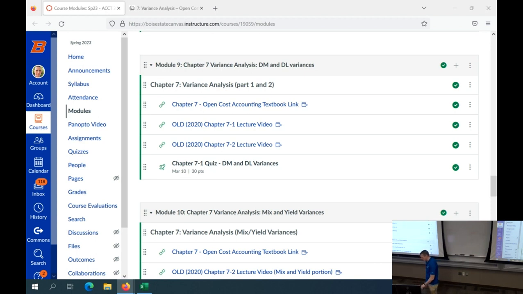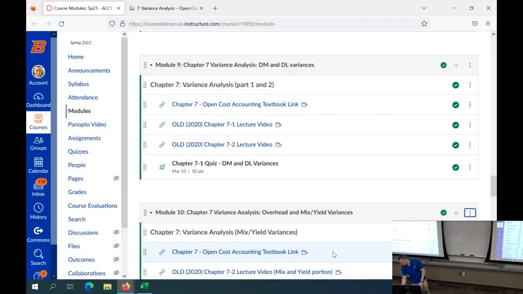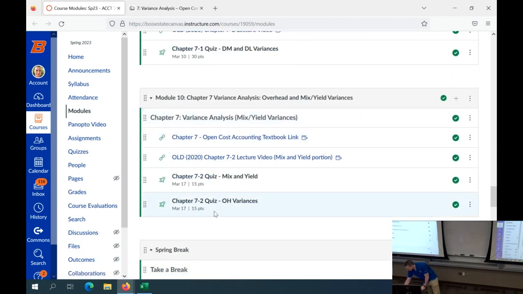And then next week, we'll continue with Chapter 7, talking about overhead variances and mix and yield variances. There are the two quizzes, which are almost ready to be taken next week. Just like back in Chapter 3 and Chapter 5, two quizzes that have about half the material each.